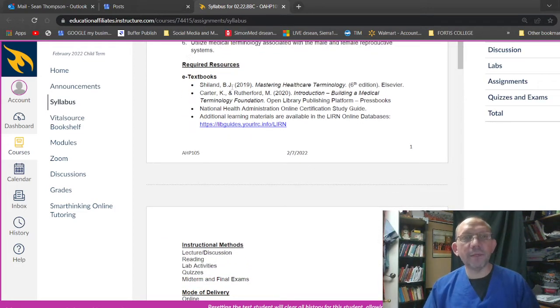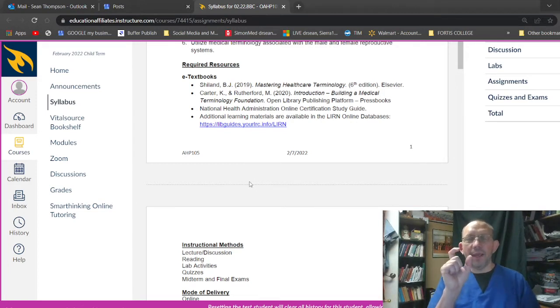So Shiland, BJ, Mastering Healthcare Terminology, 6th edition. I bought this online on Thrift Books or ABE Books or something like that. Get it for like $4 or $5 or $6. You can even get the 5th edition, but the 6th edition, of course, that's what you try to get. Now, these other ones in here, Rutherford, Building a Medical Terminology Foundation, Health Administration Online, a Certification Study Guide. These you should be able to download through the college.